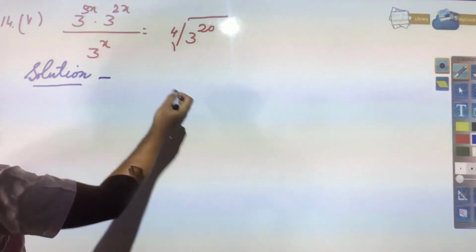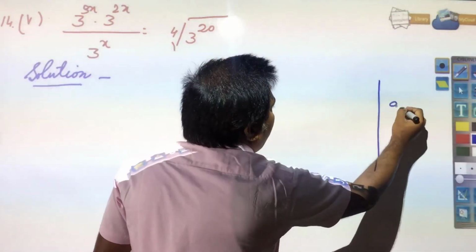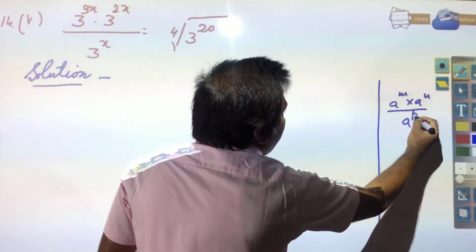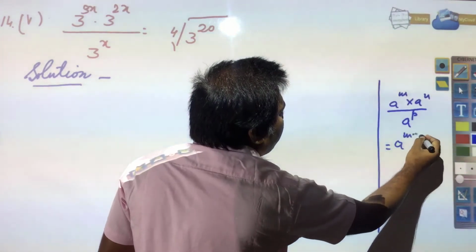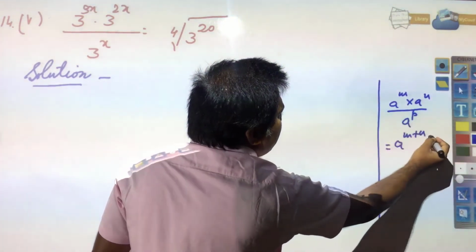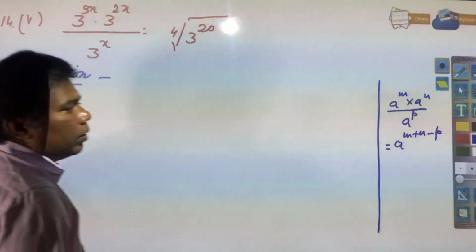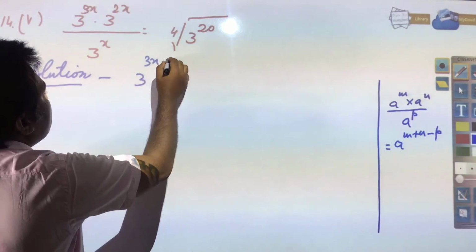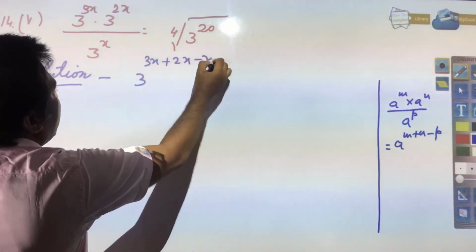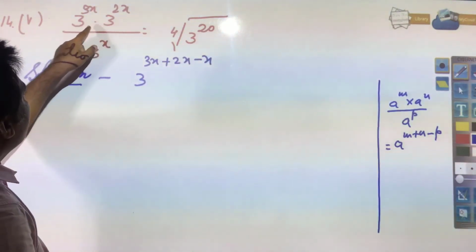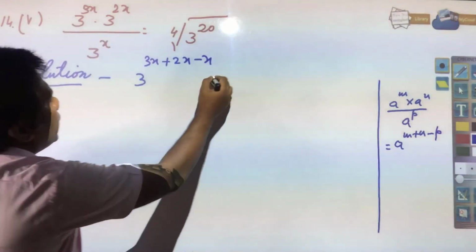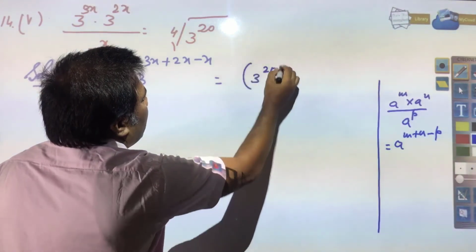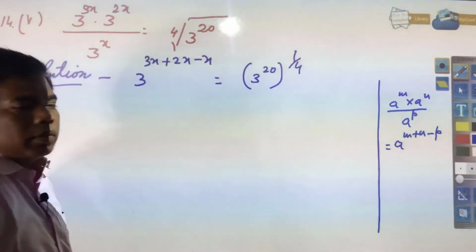here this formula will be applied again, a to the power m into a to the power n divided by, suppose a to the power p you have, what you will do? A to the power m plus n, in division it is there, minus p it will be. So, 3 to the power 3x plus 2x minus x we will write, because same base you have, and this will be 3 to the power 20 and to the power 1 by 4 you will have.